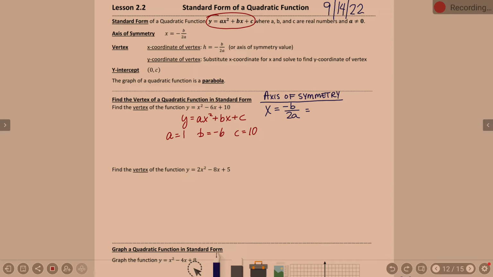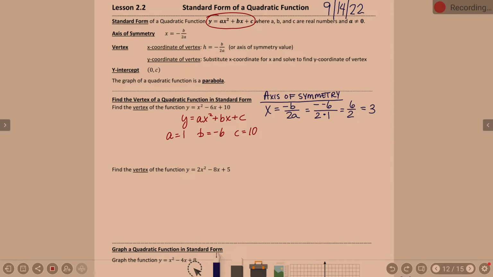Negative b means we're going to do the opposite of b. What is b? -6. So for the moment, I wrote the negative of -6. But if you're skipping ahead, what is the negative of -6? It's positive 6, right? All over 2a. So 2 times what's a? 1. So 6 on top. 2 times 1 is 2. 6 divided by 2 is 3.